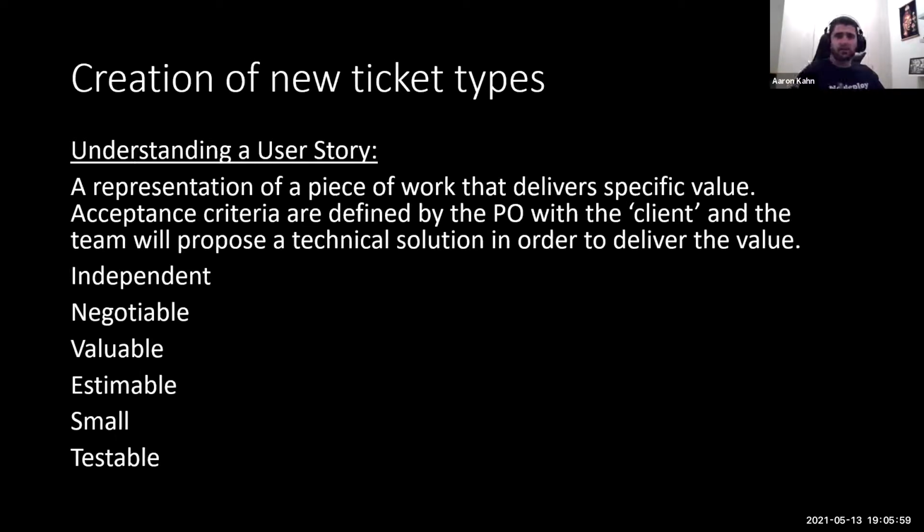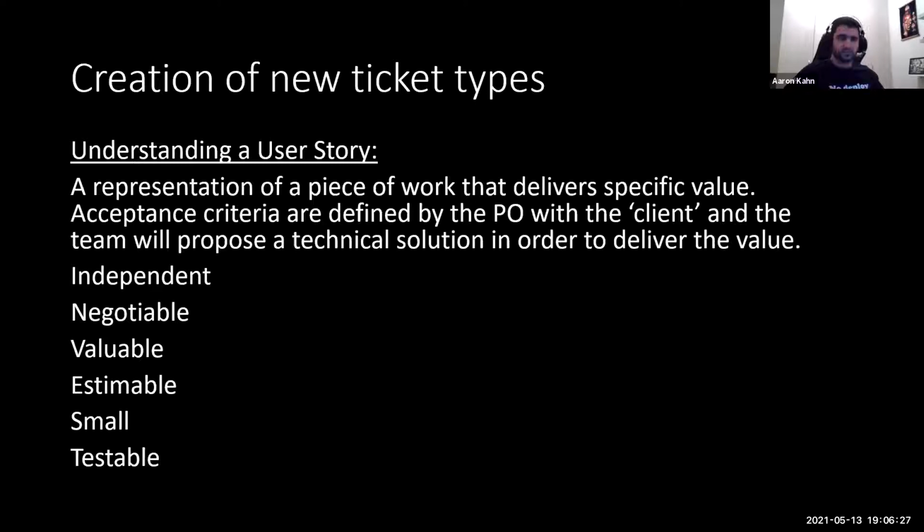Acceptance criteria will generally be defined by the PO or the equivalent, and this will be alongside the client, and the team will propose a technical solution in order to deliver the value. This ticket, as Scrum teaches us, must be with the acronym INVEST: independent, negotiable, valuable, estimable, small, and testable. Right? This is obviously our baseline of what a user story is. And moving forward, we are going to go ahead and mess with the user stories.